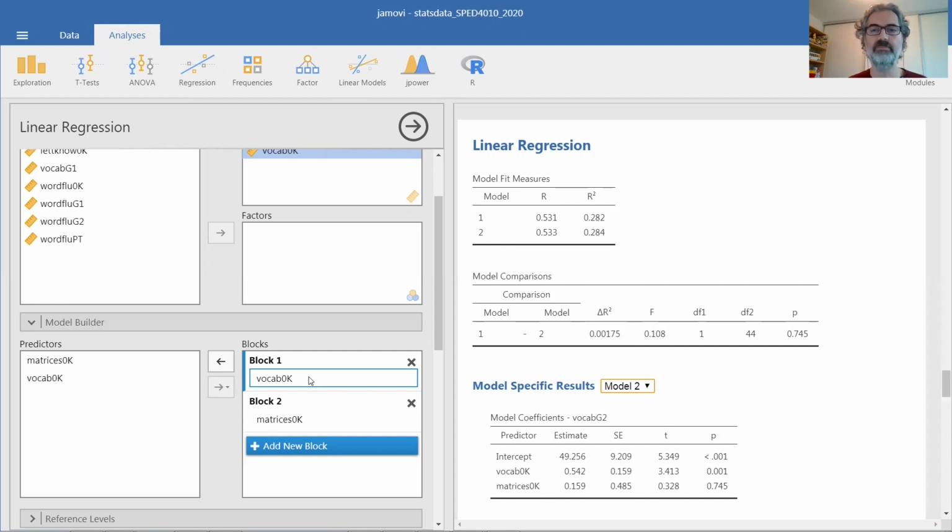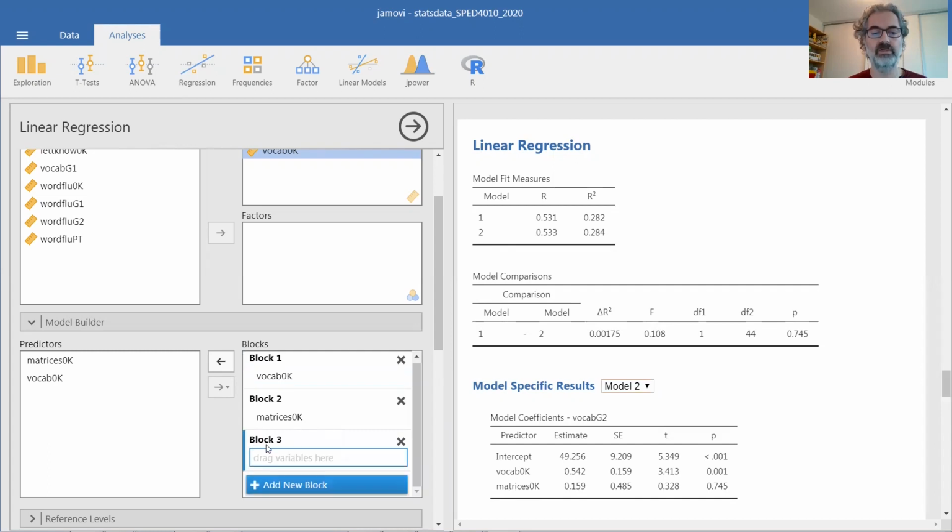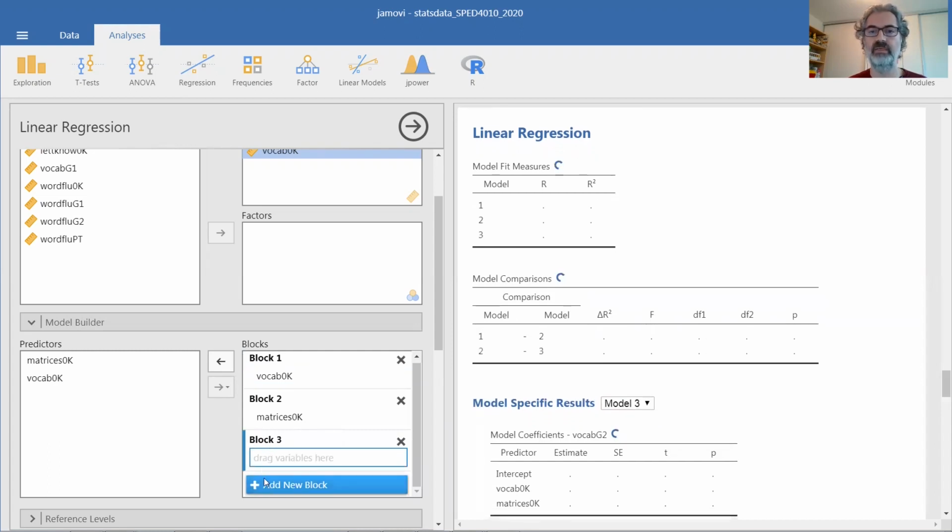You can have multiple variables added at each step, and you can have multiple steps. You don't need to have only 2 blocks here. You can add new blocks, as many as you want, as long as you put at least 1 variable into each block. And that's how you run linear regressions in Jamovi.